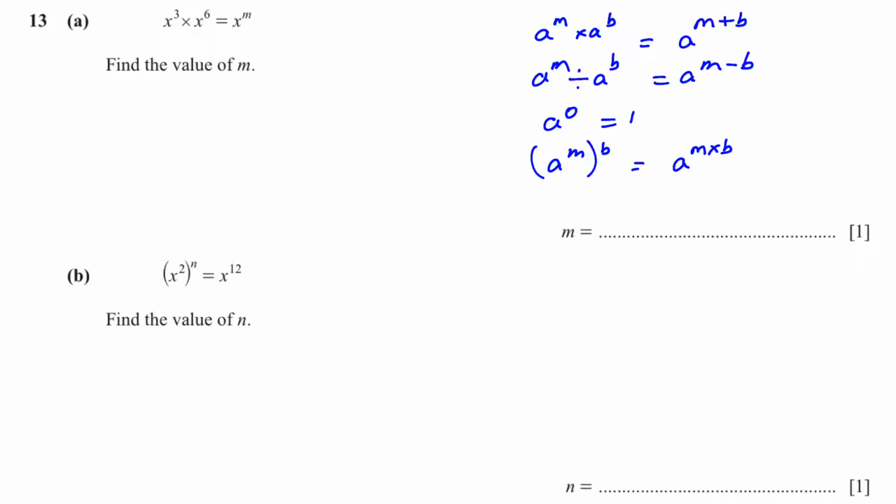Now let's solve this question. We have x to the power of 3 multiplied by x to the power of 6 is equal to x to the power of m. This is a multiply, so we are going to use this rule.